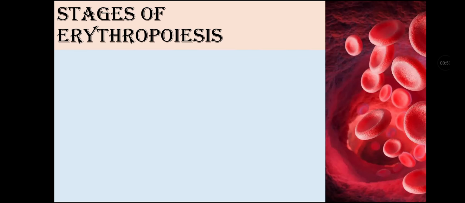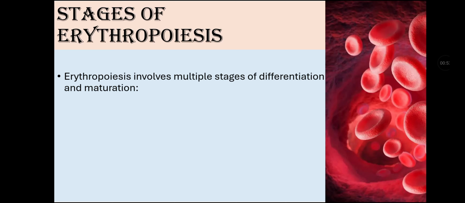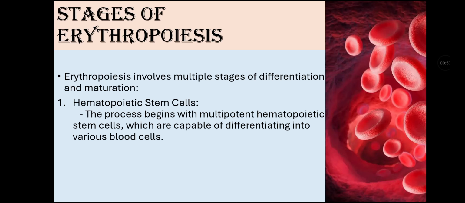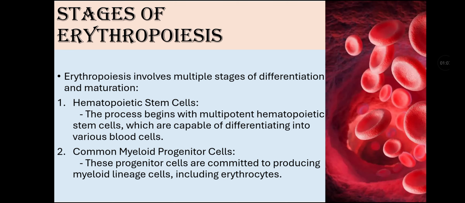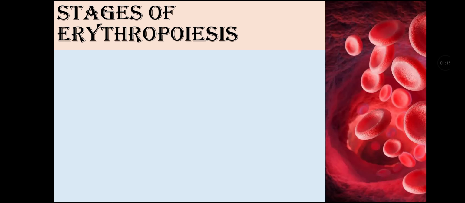Now let's talk about stages of erythropoiesis. Erythropoiesis involves multiple stages of differentiation and maturation. The first stage is hematopoietic stem cells. This process begins with multipotent hematopoietic stem cells, which are capable of differentiating into various blood cells. The second stage is common myeloid progenitor cells. In this stage, progenitor cells are committed to producing myeloid lineage cells including erythrocytes.